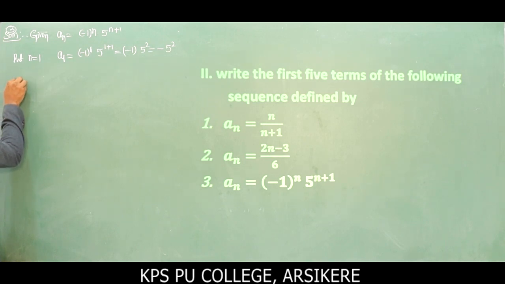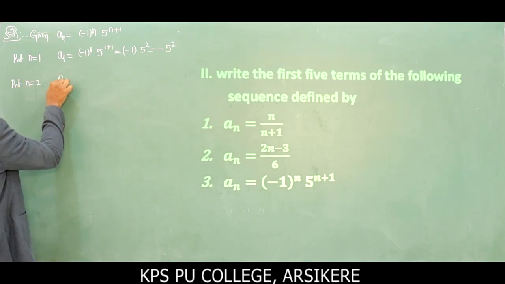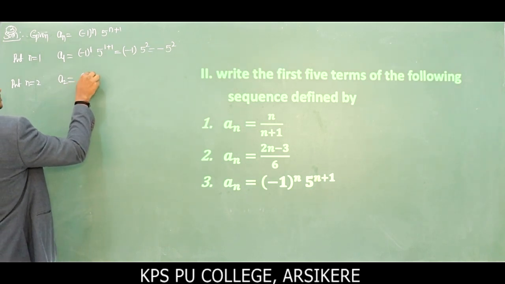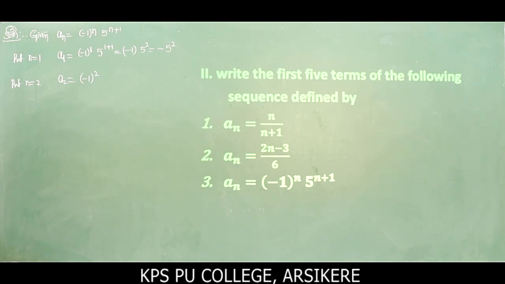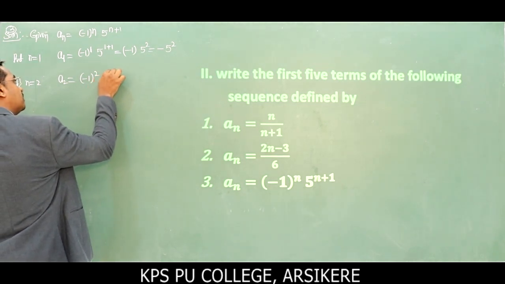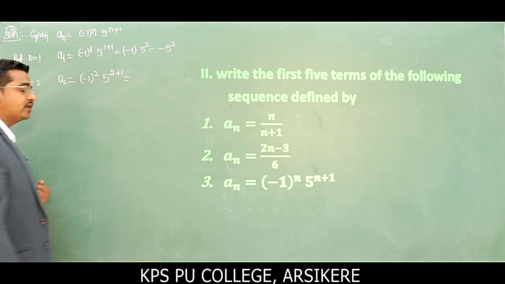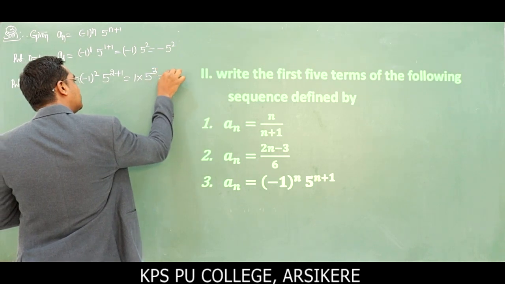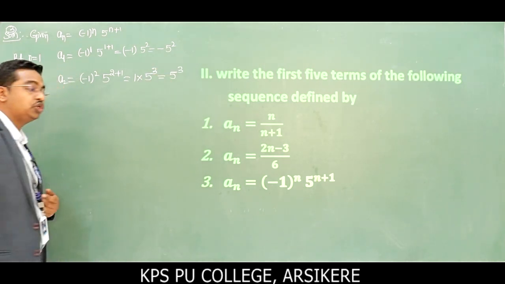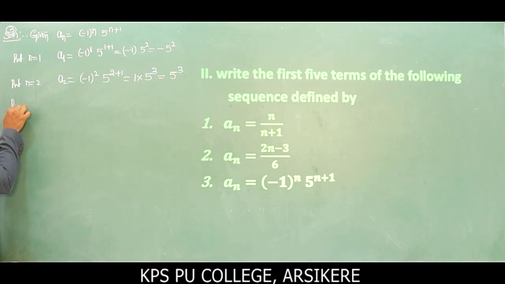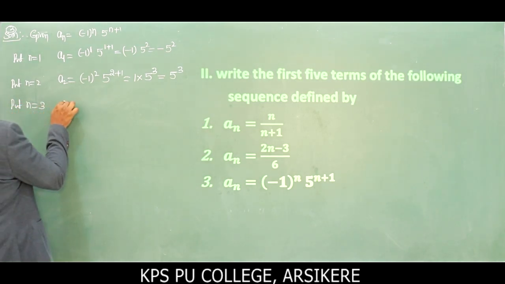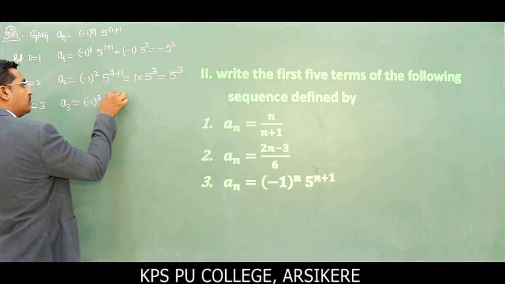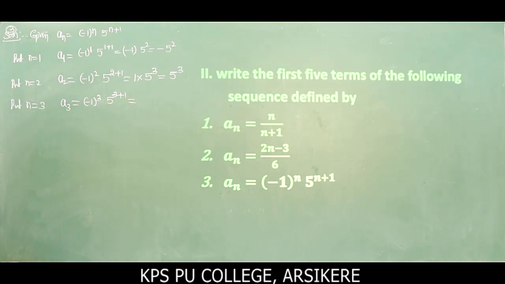Second one, put n = 2. a2 = (-1)^2 · 5^(2+1). We are left with (-1) squared, which is plus 1, into 5^3, that becomes 5 cube. When we put n = 3, we get the third term, a3 = (-1)^3 · 5^(3+1), (-1) cubed.